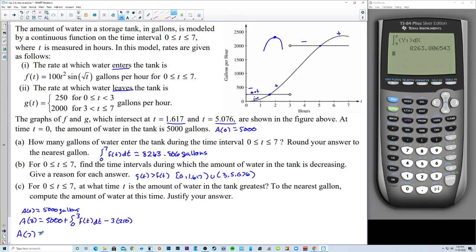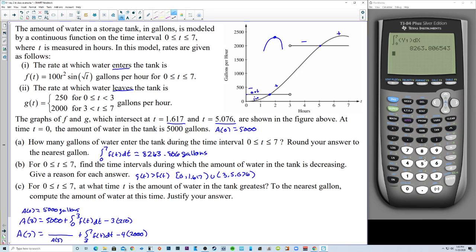Then we want A of 7 because it's the other endpoint. It could be a local maximum. So we're going to take not 5,000, but the answer that we get for A of 3, and we'll continue on to the endpoint. That's going to be the A of 3 answer plus the integral from 3 to 7 of f of t dt minus now 4 hours from 3 to 7 times 2,000. So we're going to subtract 8,000 gallons from that answer.